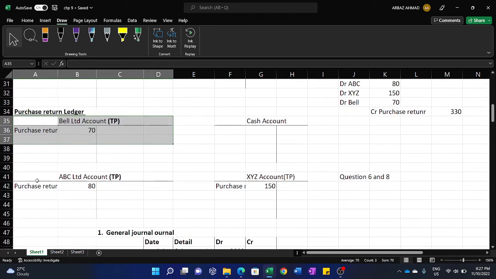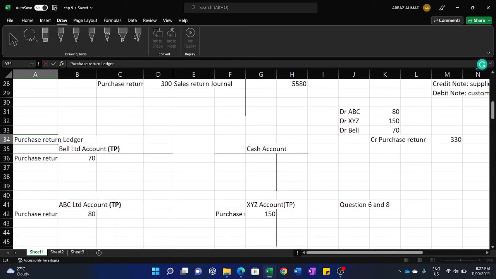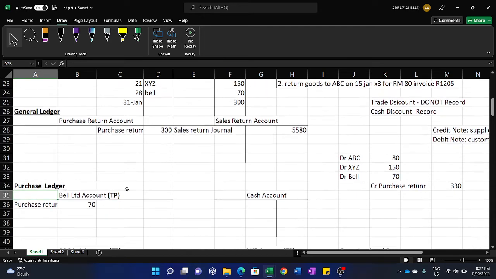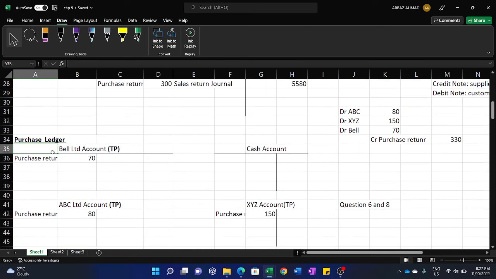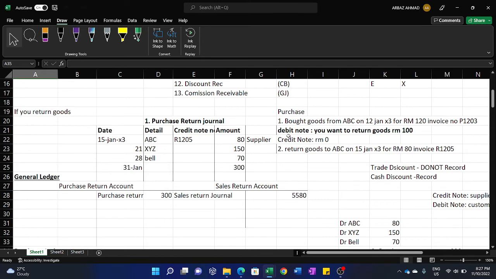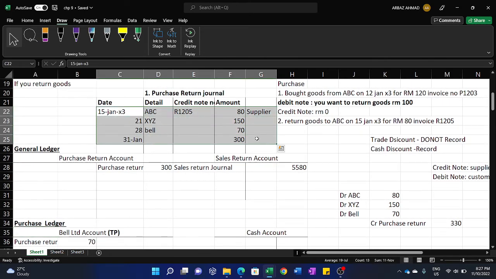Separately you open the account. There is actually no purchase return ledger, there is only a purchase ledger, which is trade payable, because the purchase ledger will have trade payables. So for how much you are supposed to pay the trade payables, you deduct the amount from them. Okay, I've just written purchase return for understanding. So this is the concept, same concept.